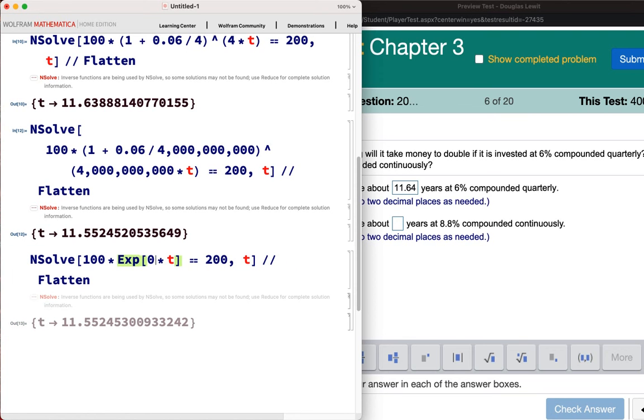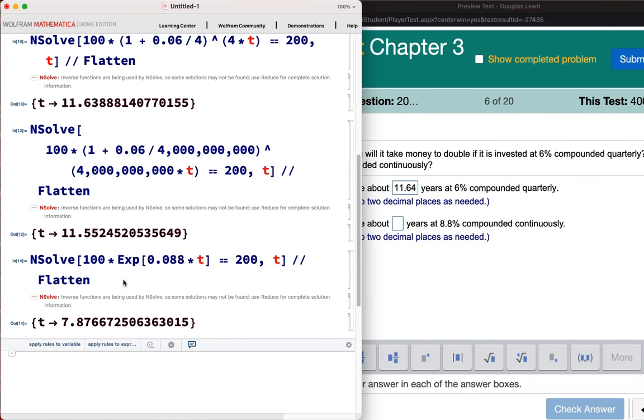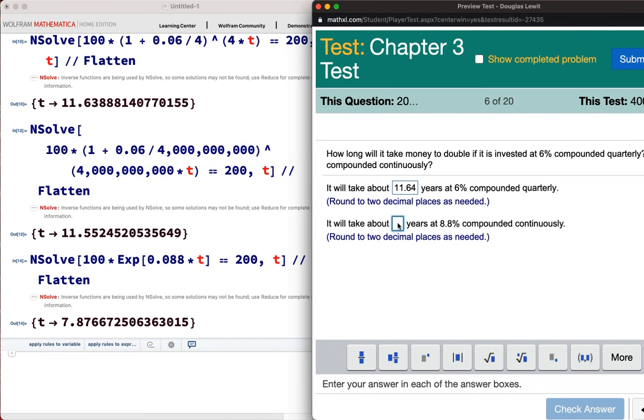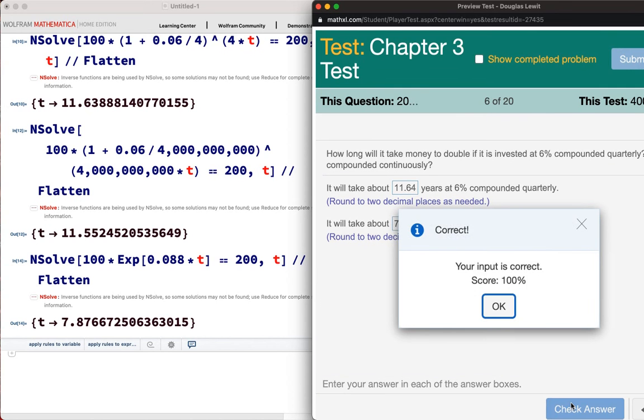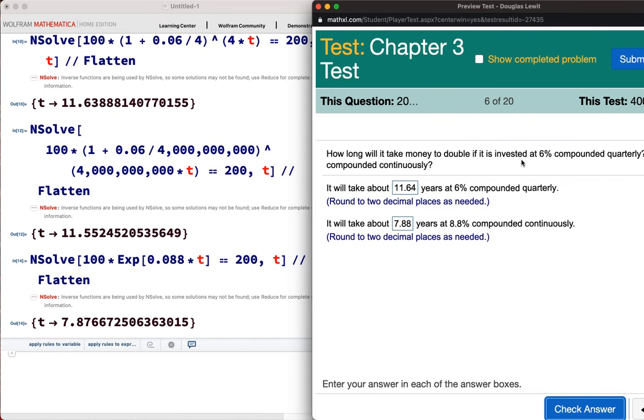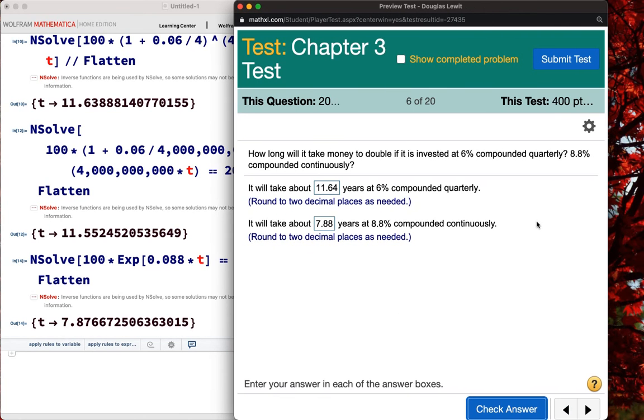So that should be 0.088. Okay, I was using the same percentage as before, and that's not correct. So this should be 7.88 years. Yeah, that was my mistake. I was using 6%, and it says here that, for this problem, it's 8.8%. Okay, it should be correct. Your input is correct, score 100%. Okay, terrific. Let's move on.